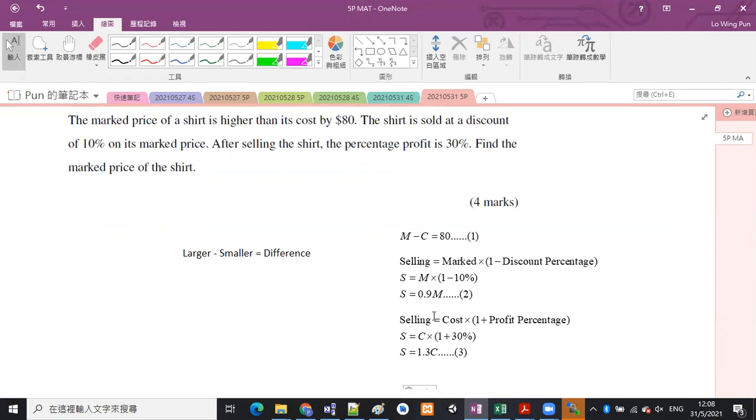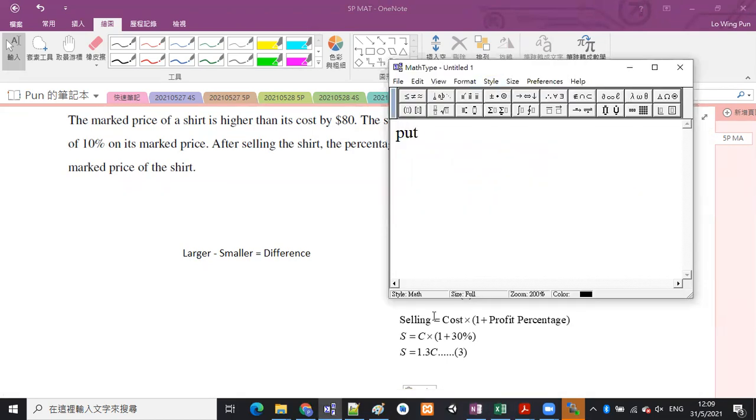Are you afraid? Actually, not quite. Because I can put this S into this equation. Get this? And then I have another equation involving M and C. Okay? So let's put equation 3 into equation 2. And we have 1.3 C is equal to 0.9 M. Okay?